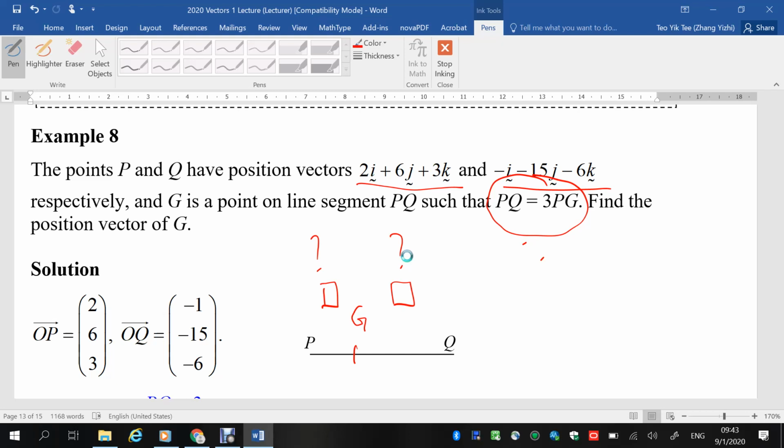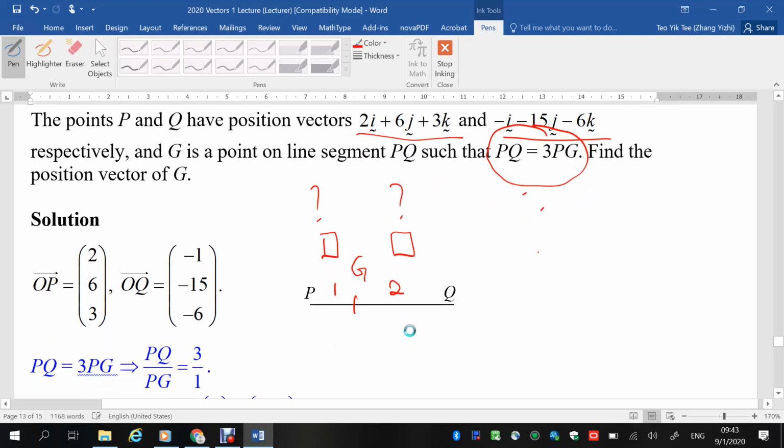Try. Okay, PQ is equal to 3PG. Give me the number. Able to get the number? 1:2, make sense? All can do it. Okay, if you really cannot, go back, try and do some further reading, or you can see me later. Can? Okay, so I can break down into 1 and 2.